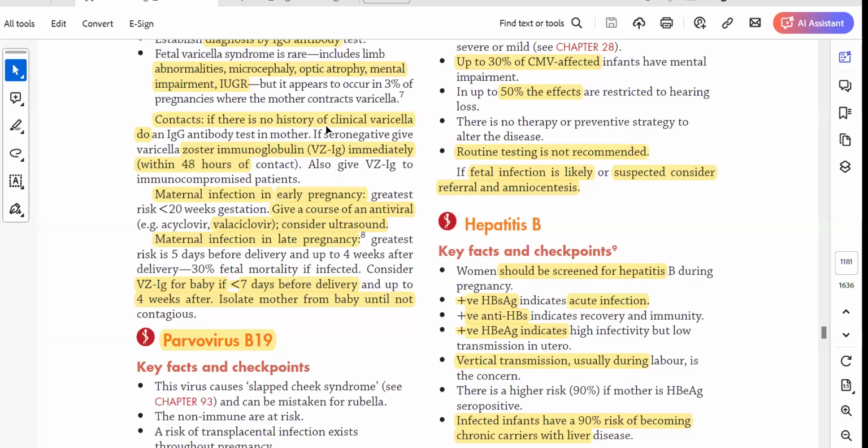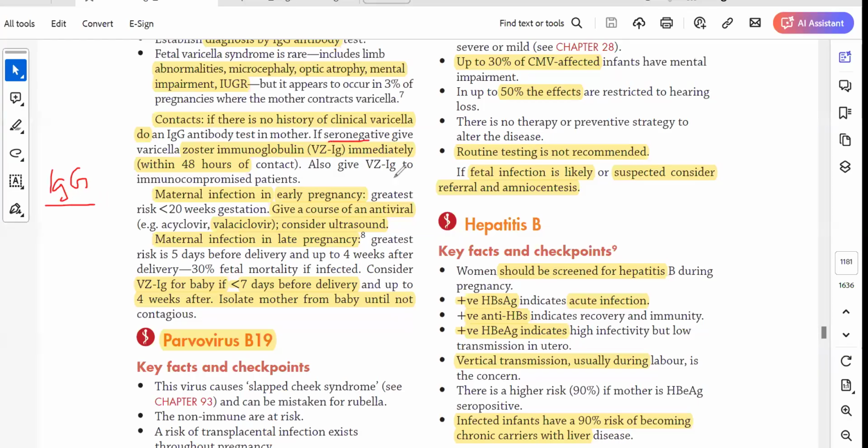Okay? So that's the contact. That means the patient had a contact and you tested the patient for IgG, and you found that the patient's IgM is negative and IgG is also negative. Now, because IgG is negative, the patient still has a risk of getting infected.